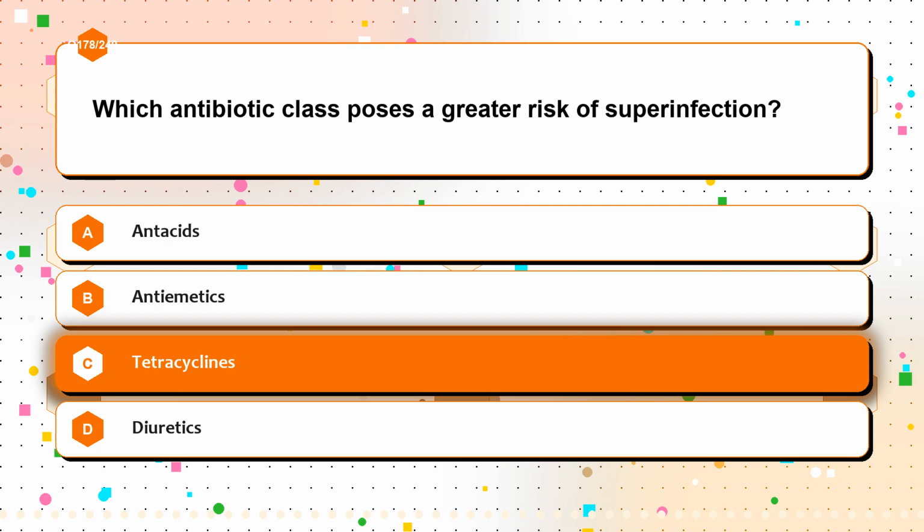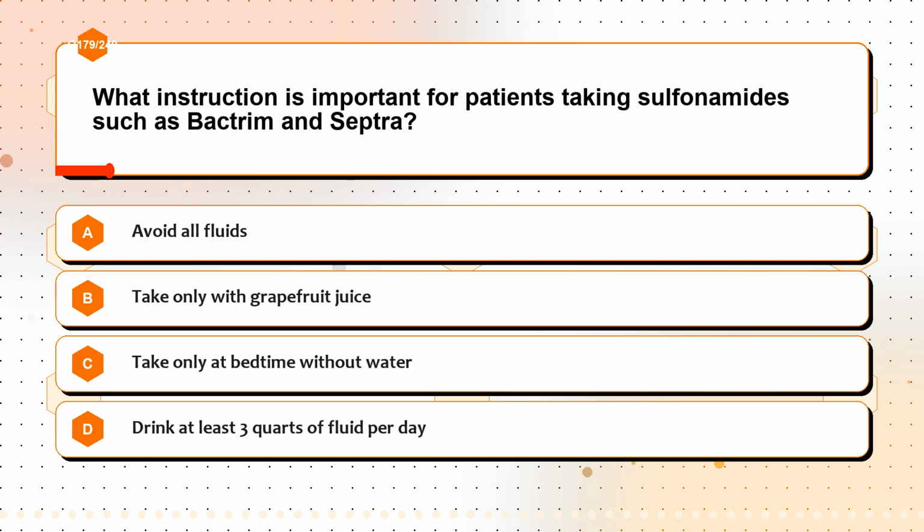The correct answer is option C. Tetracyclines. Question 179. What instruction is important for patients taking sulfonamides such as Bactrim and Septra? Here are the options. Option A. Avoid all fluids. Option B. Take only with grapefruit juice. Option C. Take only at bedtime without water. Option D. Drink at least 3 quarts of fluid per day.